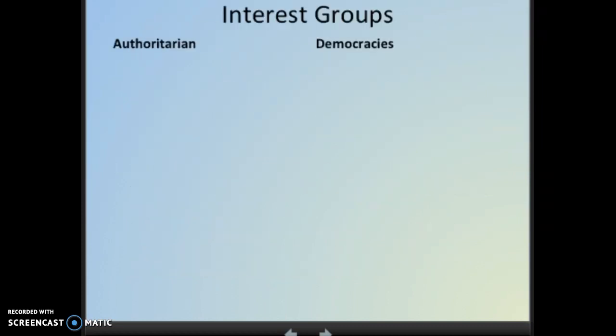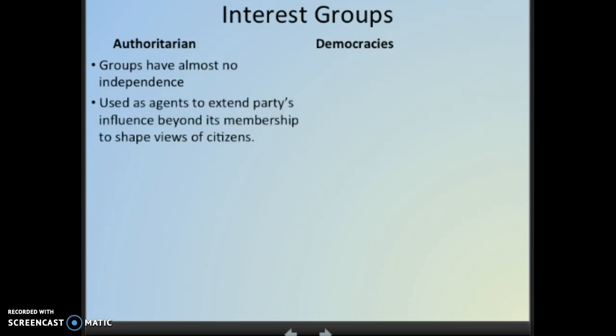All right, so next we're going to compare interest groups in an authoritarian regime versus interest groups in democracies. In an authoritarian regime, you may have interest groups, but they're really controlled by the government. In fact, Putin has a group of youth that he uses as agents to extend his platform and his influence. So he kind of has indoctrinated these kids to go out and support his policies, and they are technically an interest group, but they're a pro-Putin interest group, and he can use them to try to brainwash the rest of the country.